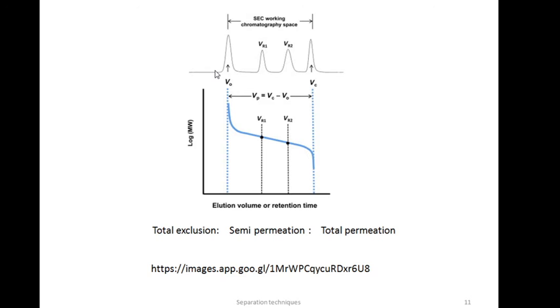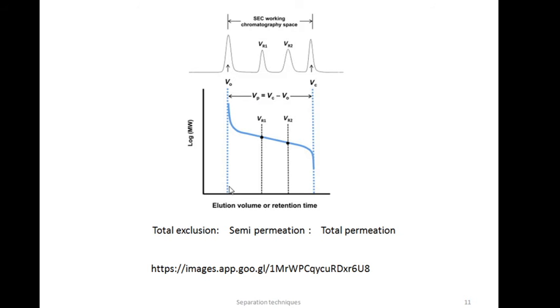Check here. Here there is no elution. It has started at VA. This is V naught. Okay, V naught. And then the molecules are going to get eluted slowly like this. Slowly it's going to come out. And then it is going to reach this particular point. Okay, in between these two are going to come out VR1 and VR2.